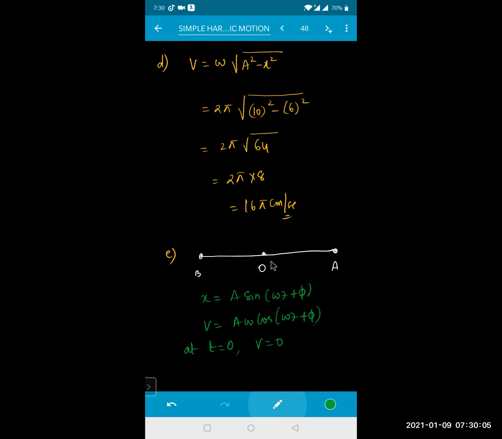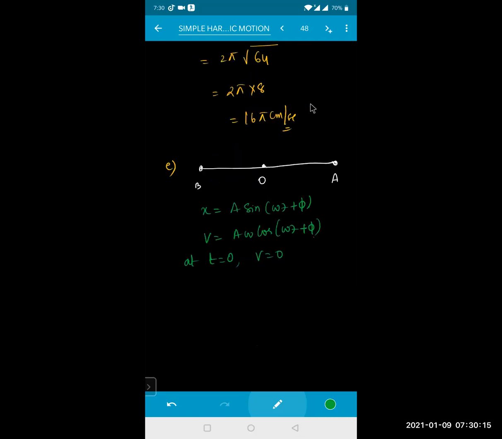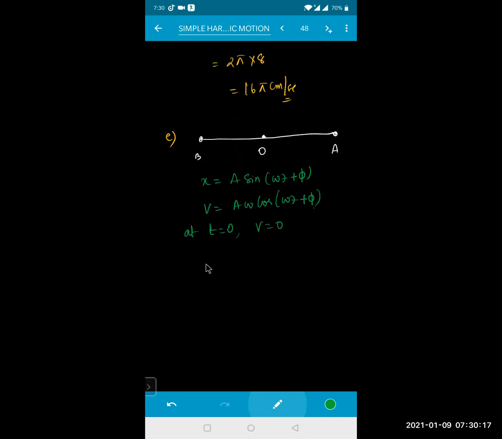At t equals 0, the particle is being directed in the forward direction, isn't it? So if I take v equals 0, can you tell me what the velocity will be at that time? The velocity will become 0. So this one is 0.